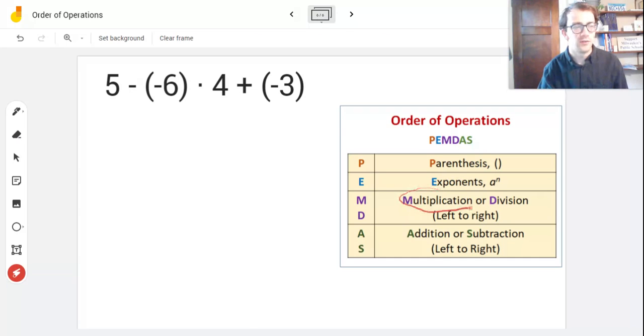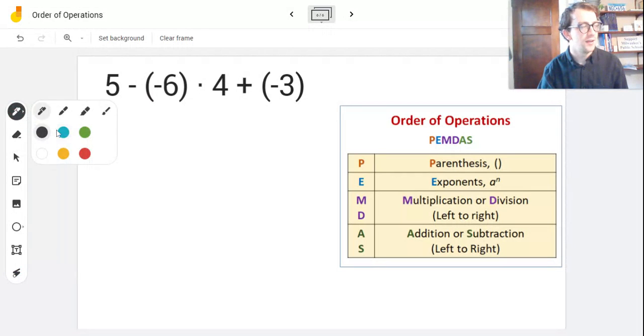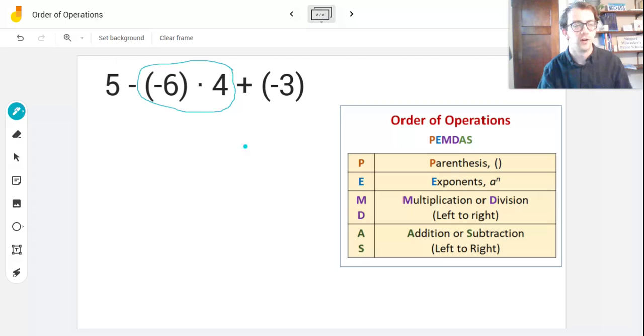I do, though, see multiplication. I see a multiplication symbol right here, which is telling me to do negative 6 times 4. So exactly that is going to be my very first step. Let me circle that so I know what I'm solving first. I'm going to multiply negative 6 times 4. Well, I know 6 times 4 is 24, and we know that negative times positive makes a negative. So this equals negative 24.